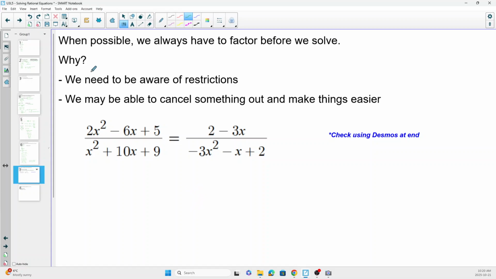To challenge yourself. But notice for this question is that we should always factor before we begin to solve, just in case we can cancel something out. Because if we can cancel out a factor top and bottom, that's going to make our life a lot easier when we ultimately have to do that rearranging and common denominators and everything else. If we can get rid of something, great. That's just less to have to deal with.